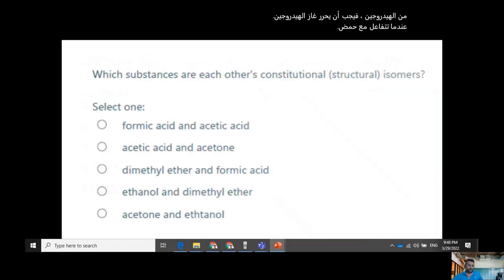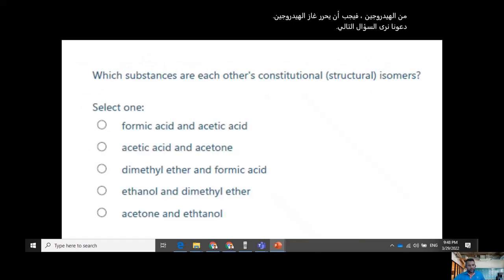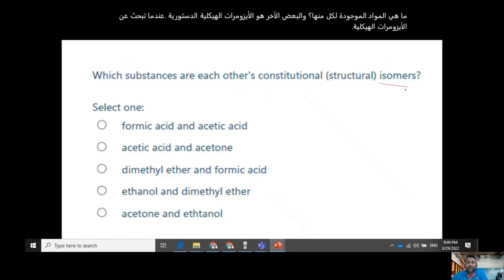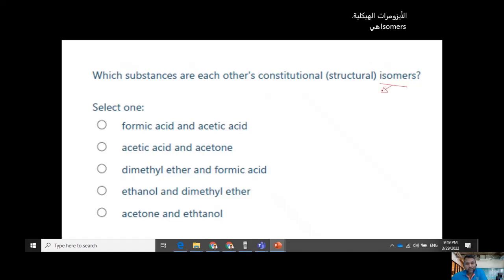Let's see the next question. Now, which substances are each other's constitutional structural isomers? When you look for structural isomers, the molecules will have the same molecular formula, but different structures.